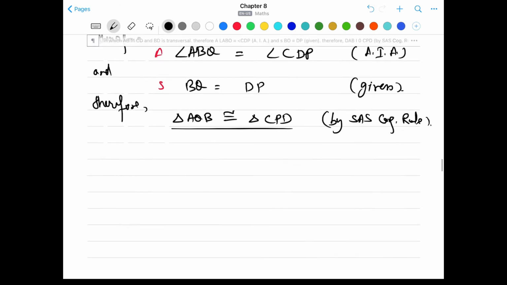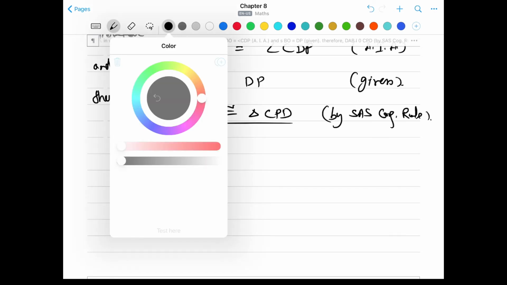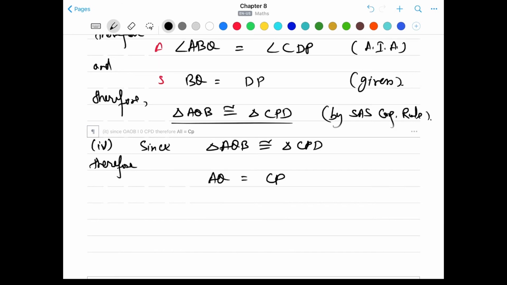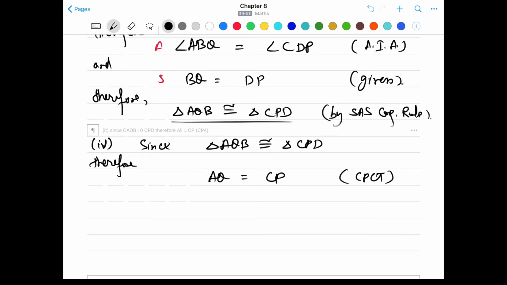Okay, so we got these two triangles congruent. Now come to part 4. Here we have to prove that AQ is equal to CP. Since triangle AQB is congruent to triangle CPD, therefore their corresponding sides AQ will be equal to CP, and that too by the property CPCT, that is, corresponding parts of congruent triangles are equal.